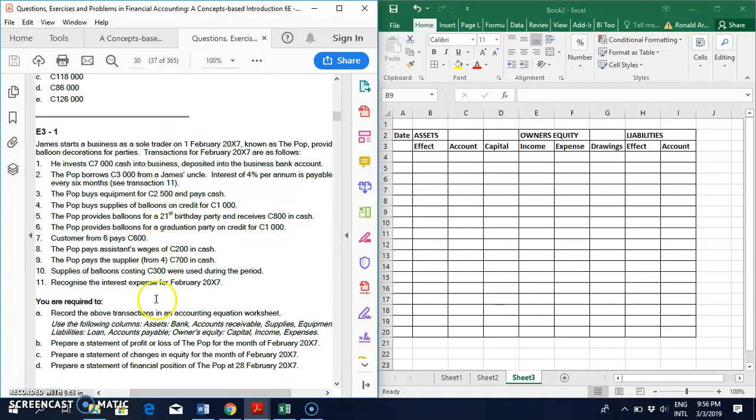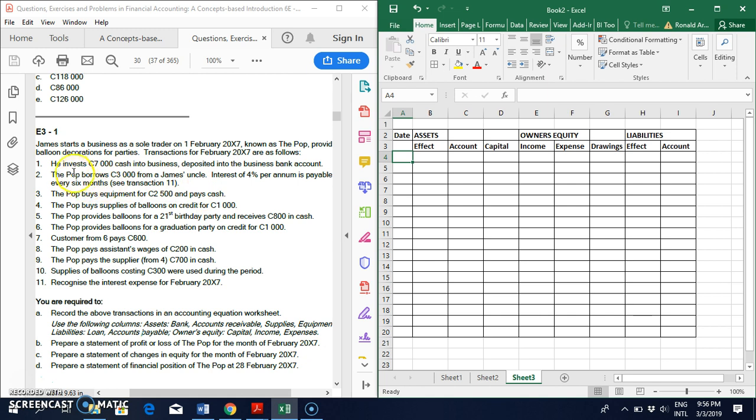They give us the transactions 1 to 11. They ask us to record the above transactions in the accounting equation and then prepare the three financial statements. So we start with the first transaction. I've drafted my accounting equation according to the specifications provided. So I have assets, effect, and the account. Owner's equity, capital, income, drawings, and expenses, and liabilities, the effect, and the account.